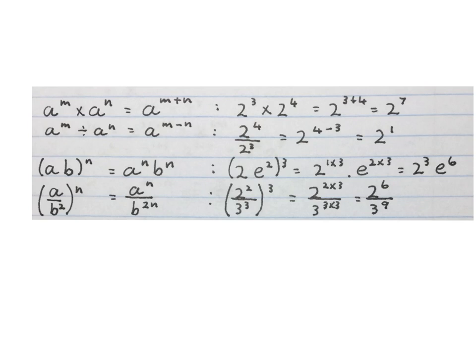Same will apply if you have a bracket with a division in here. You multiply that n with the 1 in the air there and the n with that 2 down there. Then you get this answer. Example, 2 squared over 3 to the power of 3, everything to the power of 3. You multiply that 3 with that 2, you'll get a 6 in the air. Multiply that 3 with that 3, and you'll get a 9 in the air there. These are the basic rules that we should keep in the back of our minds.